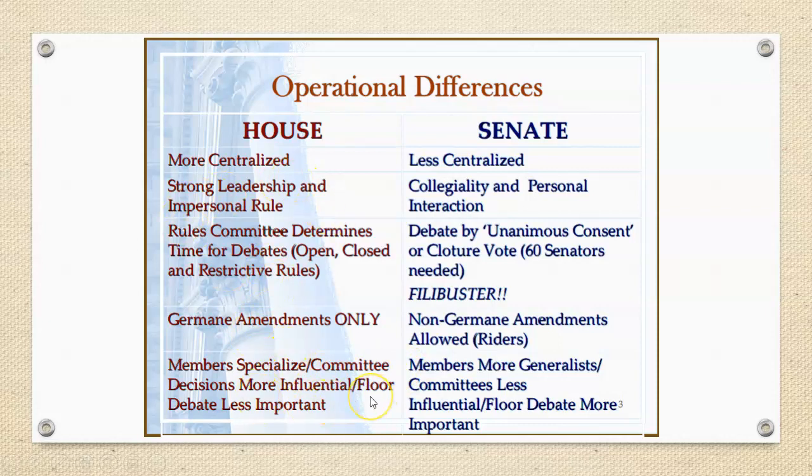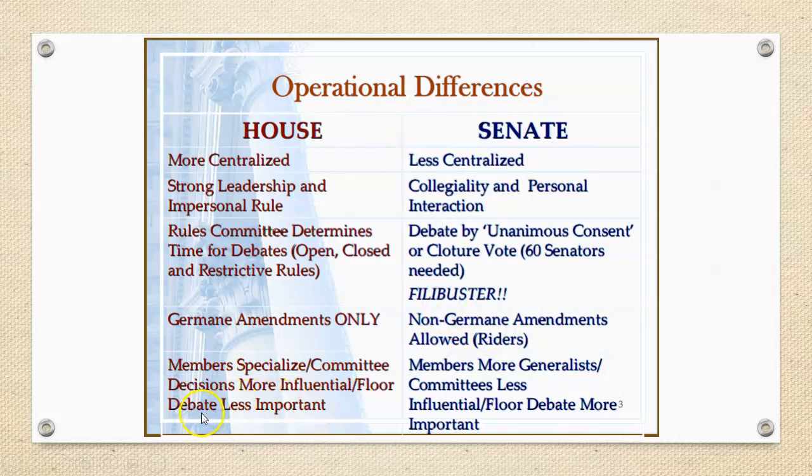You have to specialize. The Senate has to cover the same things and same topics and same bills with fewer people, so the members tend to be more generalists. They might be on a committee concerning foreign policy, and they also might be on a committee concerning the environment. So they actually do more work than the House of Representatives because there's fewer of them.